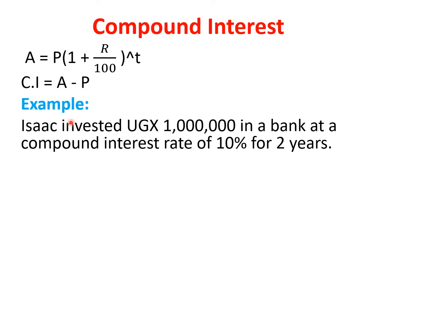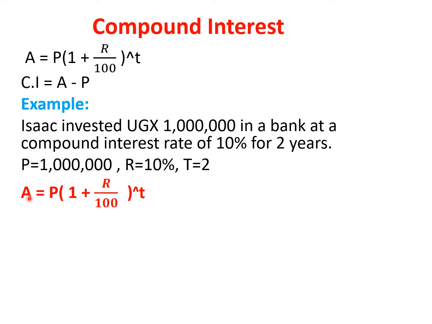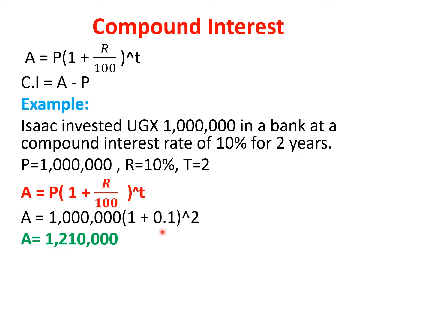Then here we have our example that says Isaac invested 1 million in a bank at a compound interest rate of 10% for 2 years. And you can see that the amount that is going to generate the interest is what we call principal. So here we shall use our formula that says amount is equal to principal into (1 plus r out of 100) to the power t. And this is what we have here.